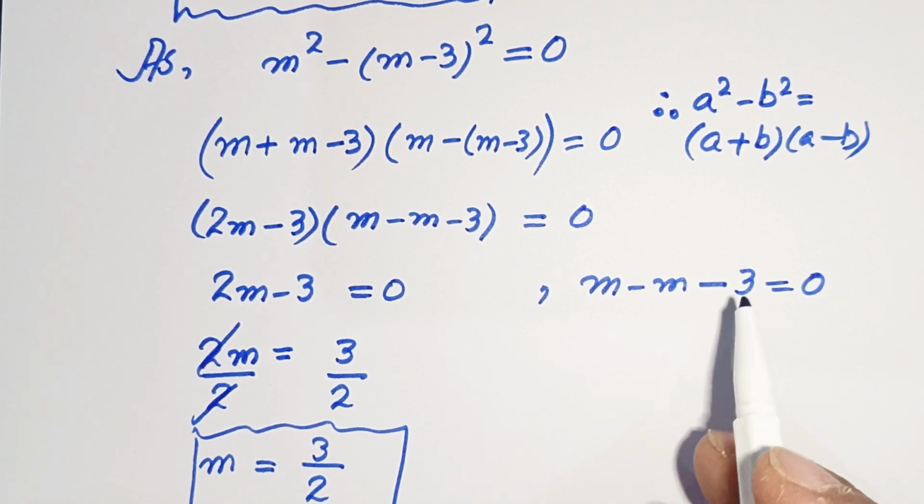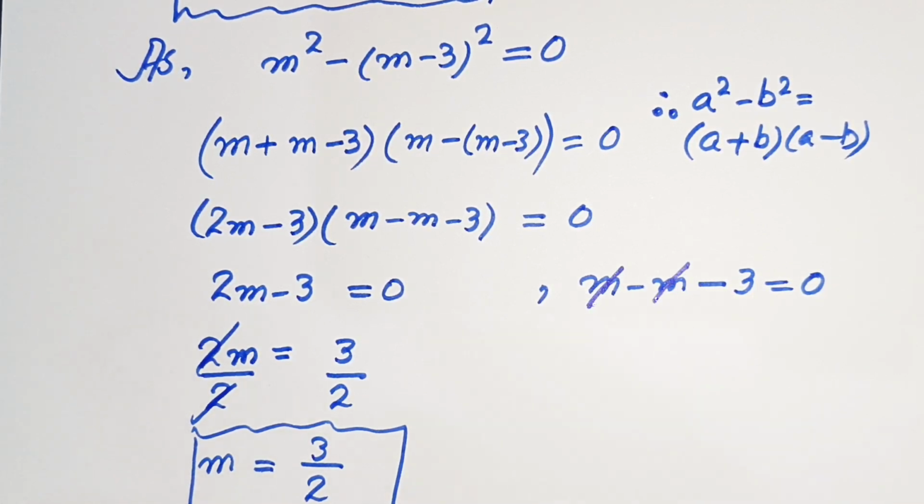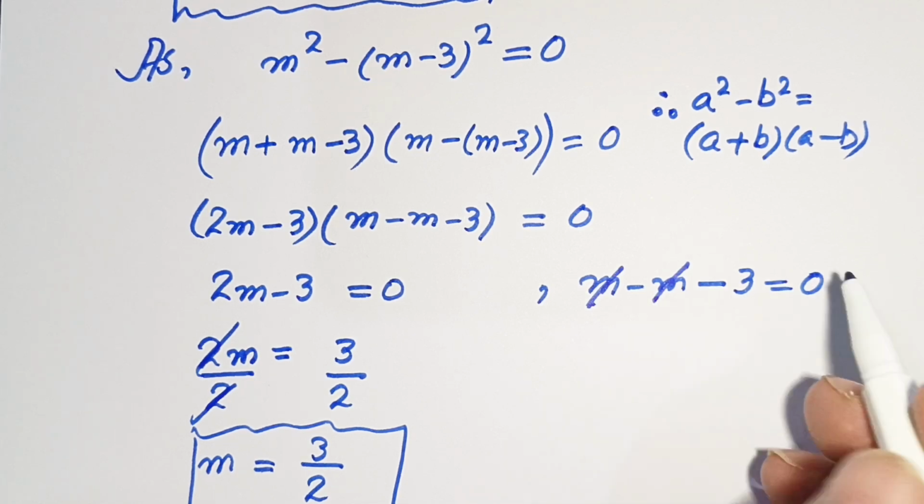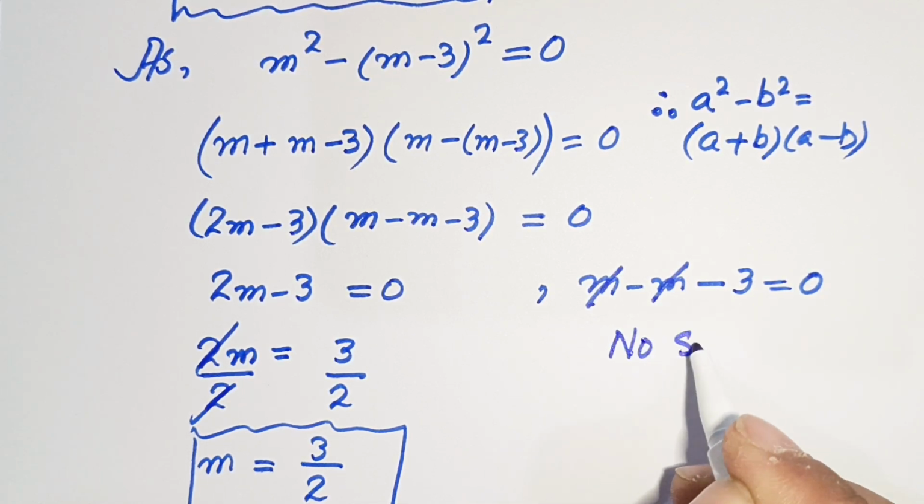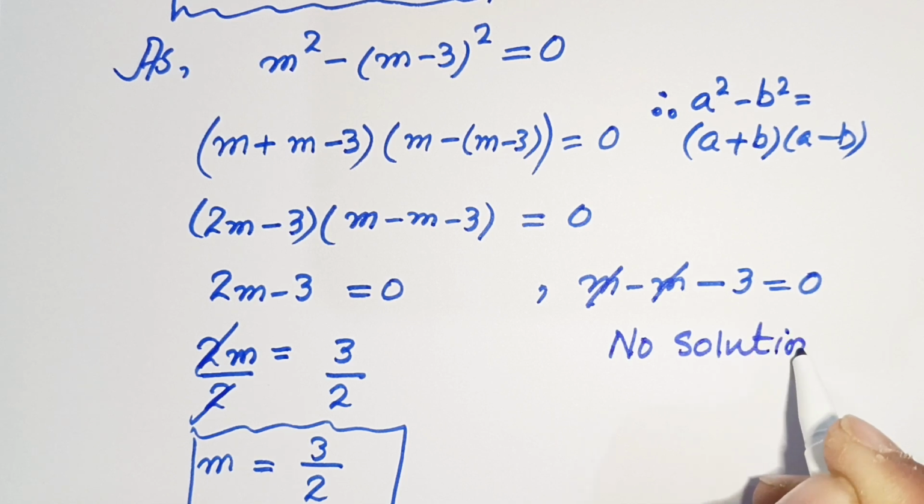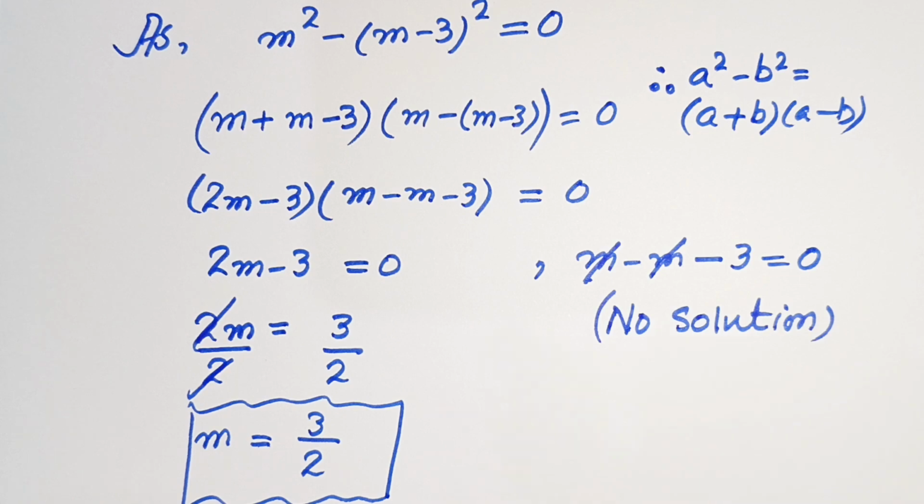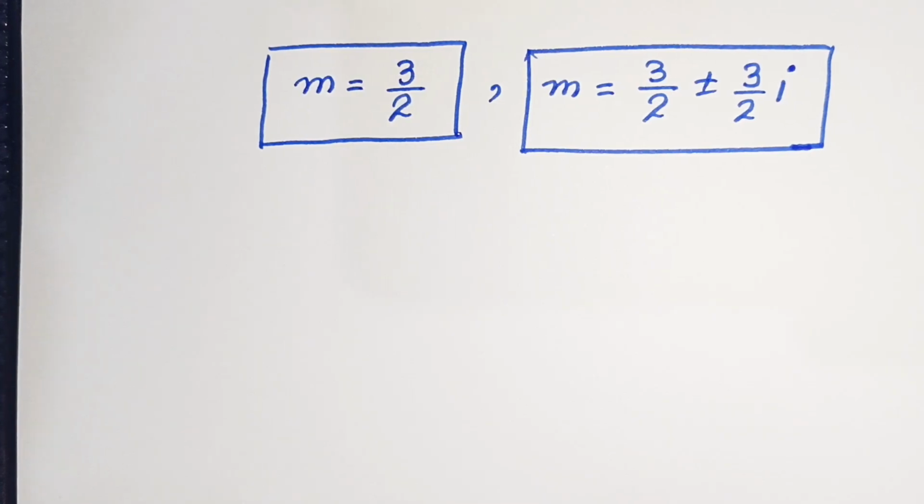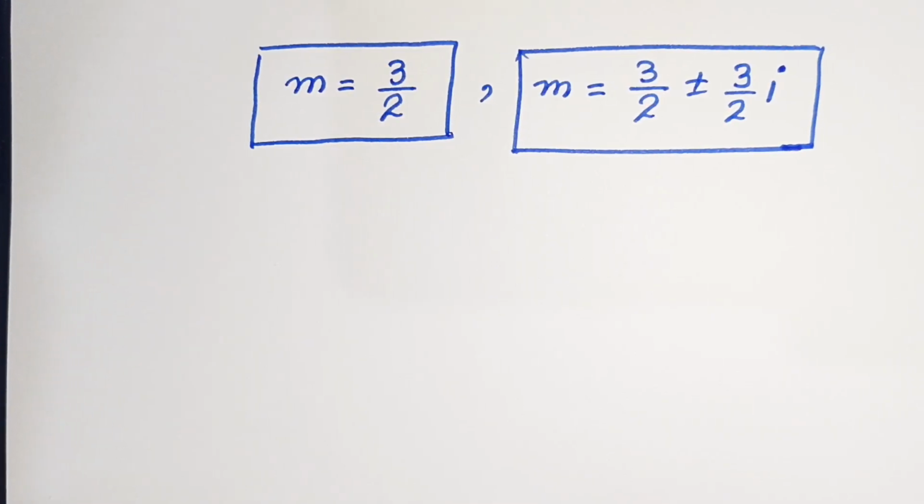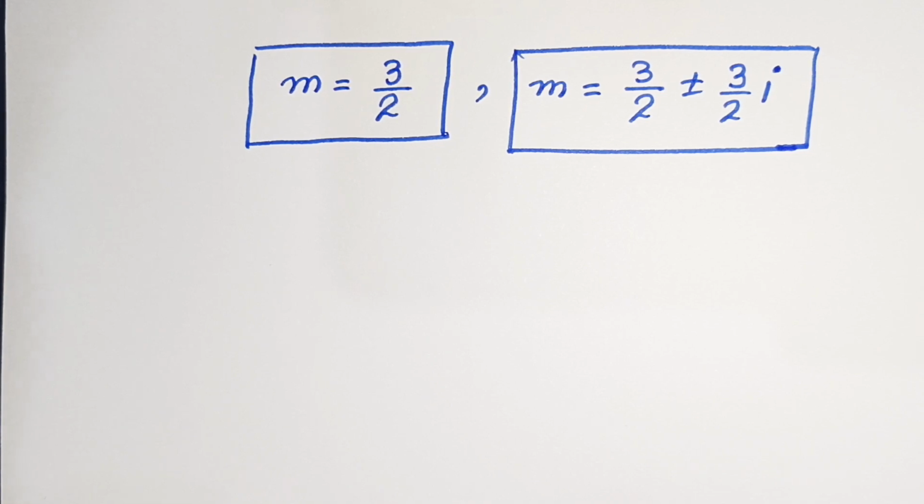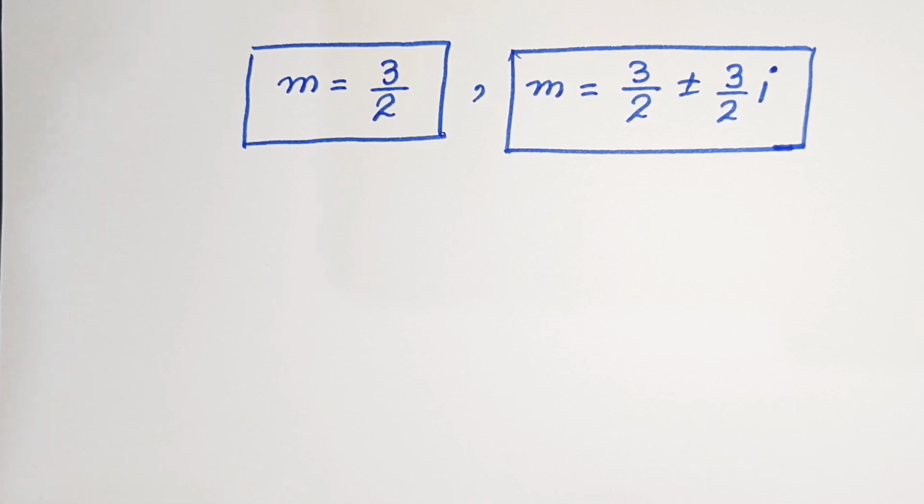Now when we see this one, we can cancel m with m, so we get minus 3 equal to 0, which means there is no solution. Now we have actually three values of m, one is a real solution, that is m is equal to 3 over 2, and the other ones are complex solutions.